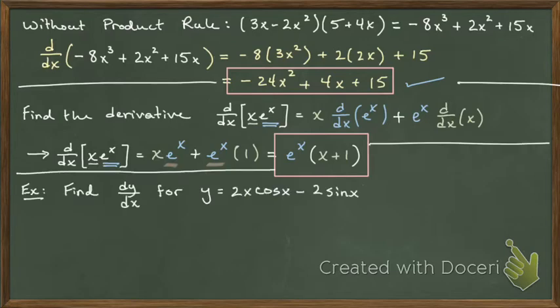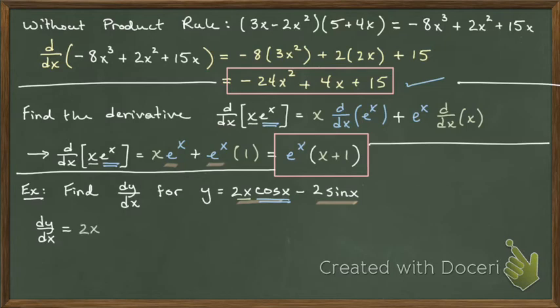So I want to keep doing some examples here, bring in some other components, some of the other rules that we've seen already. Find the derivative for y equals 2x cosine x minus 2 sine x. Okay? So what I want you to note here is that I've got two separate terms, and in the first term, I definitely see two different functions, right? I've got a 2x and a cosine x. So that guy is definitely going to require product rule.